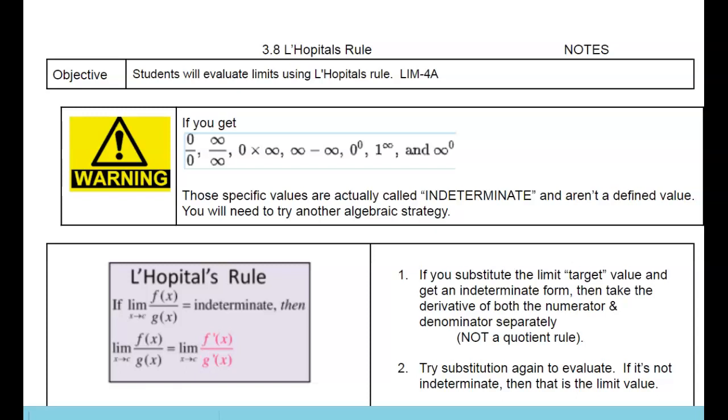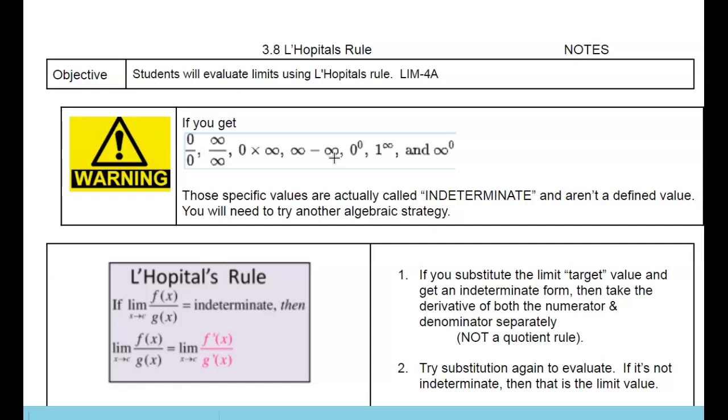Okay, so 3.8 is called L'Hopital's rule, and L'Hopital's rule will be able to be used on previous limit problems that you guys have used. However, most of these were avoided, and you just didn't even realize it. But warning, if you get any of these forms, and there's seven different indeterminate forms, okay? So indeterminate, I briefly mentioned it in the notes back in the limits section.